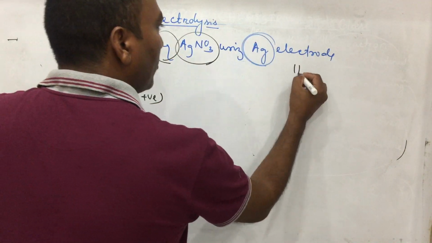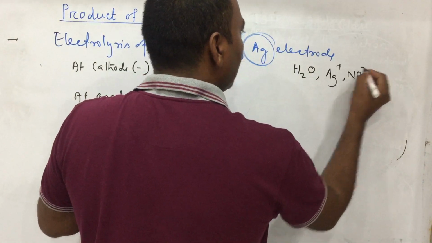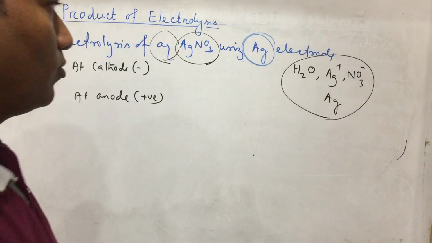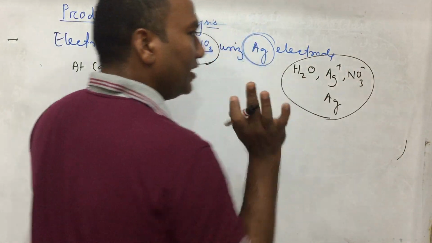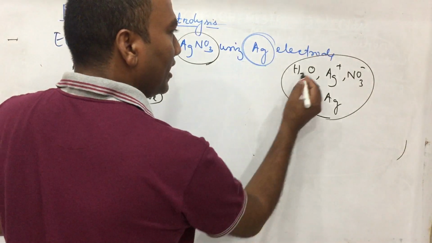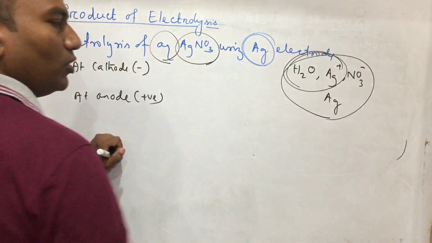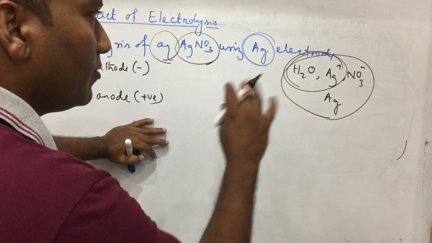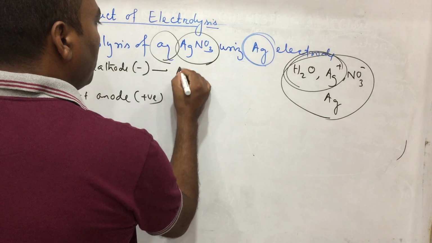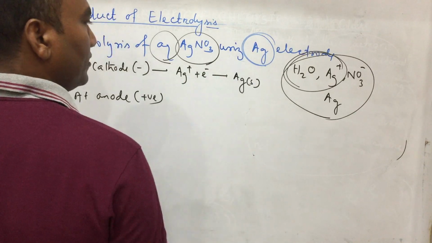Aqueous means water is present, silver nitrate means Ag+ and NO3- are present, and the silver electrode is also present. So four species are there: water, Ag+, NO3-, and Ag. At cathode, a positive reaction means either water or Ag+; only these two reactions are possible. Between these two, whose inert value is greater? Ag+ inert value is greater. So at cathode, Ag+ gains an electron and becomes solid Ag.